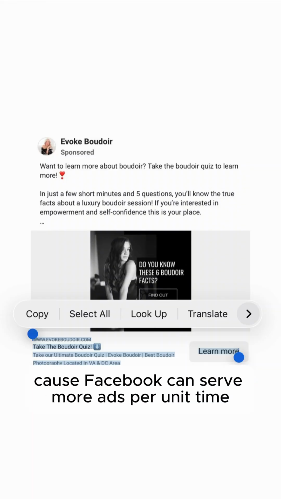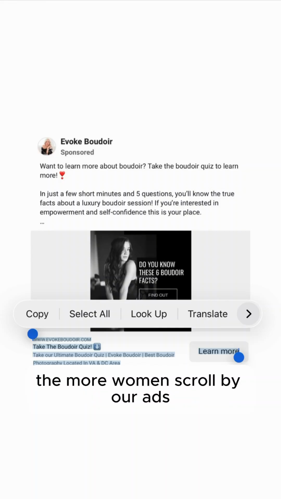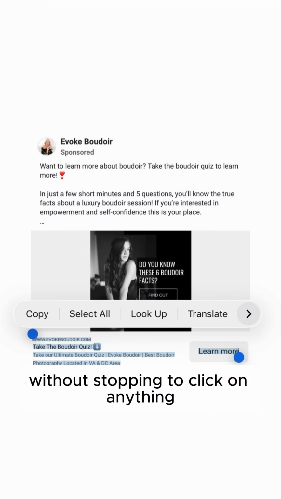Facebook likes it though, because Facebook can serve more ads per unit time, the more women scroll by our ads without stopping and click on anything.